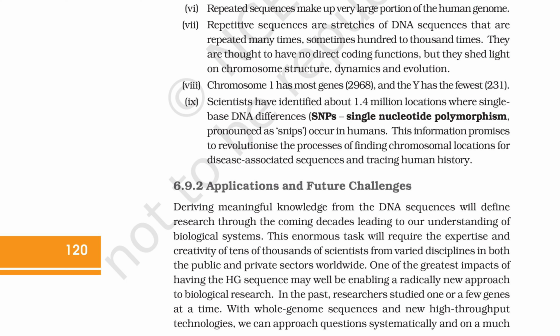8. Chromosome 1 has most genes, 2,968, and the Y has the fewest, 231. 9. Scientists have identified about 1.4 million locations where single-base DNA differences, SNPs, single nucleotide polymorphism, pronounced as snips, occur in humans. This information promises to revolutionize the processes of finding chromosomal locations for disease-associated sequences and tracing human history.